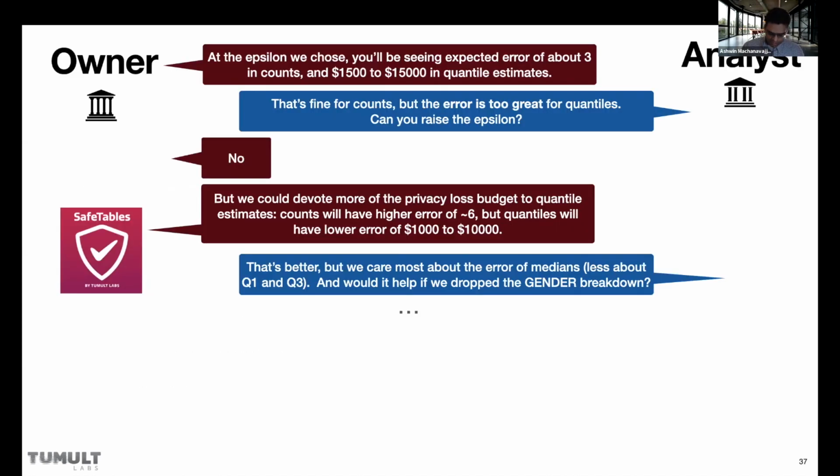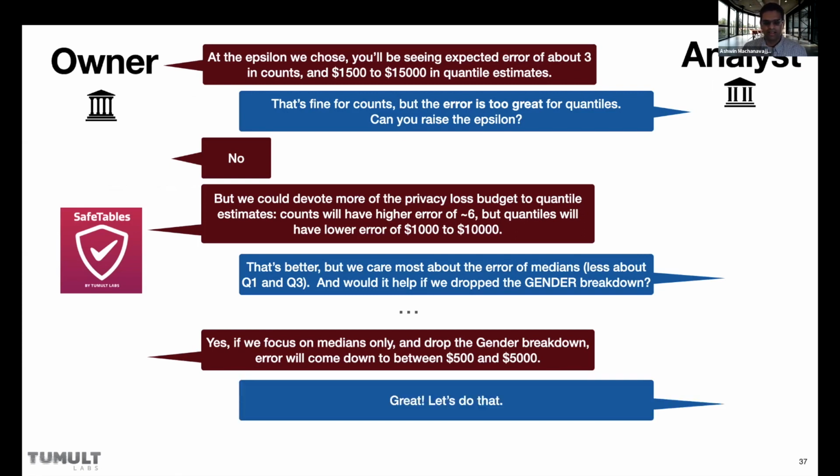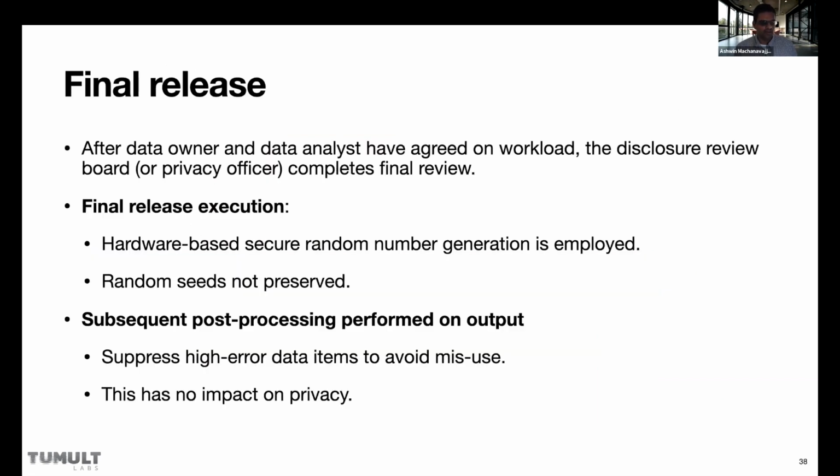And so this continues, and in the end, the owner comes back and says, yes, if we focus only on the medians and drop the gender breakdown, the error will come down to 500 and 5,000. And then the analyst says, great, let's do that, right? And that's the end of the negotiation, and now you have a release, right? The final release is one where the data owner and the data analyst have agreed on the privacy parameters, the workload, and the disclosure review board has completed their final review.